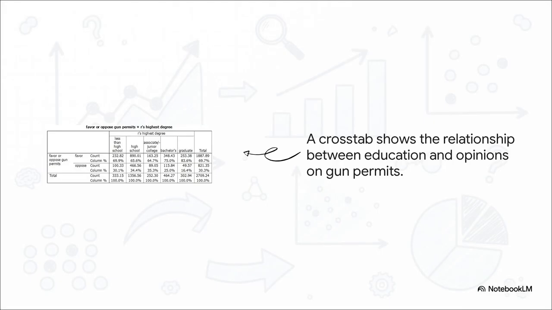So here's a crosstab in action. It's looking at the link between education and opinions on gun permits. Now, there's a key rule for setting these up. You want to put the cause, what we think is doing the influencing, our independent variable, in the columns. In this case, that's degree. Then the effect, the outcome we're measuring, our dependent variable, goes in the rows. Here, that's opinion on gun permits.